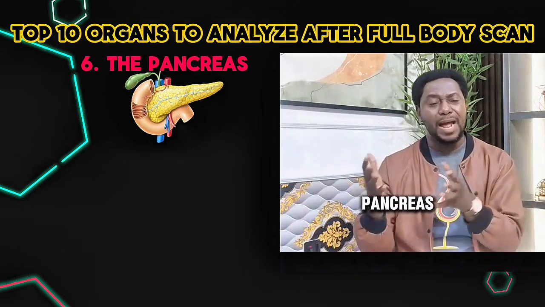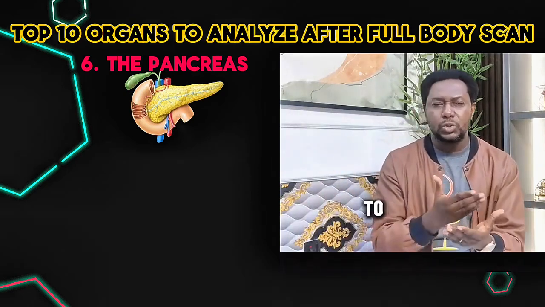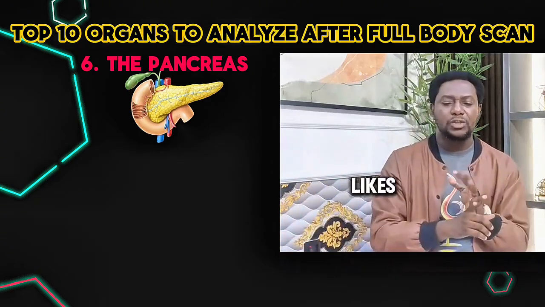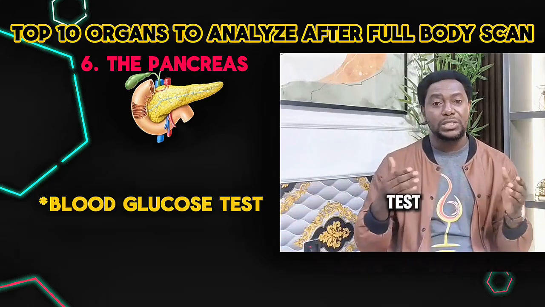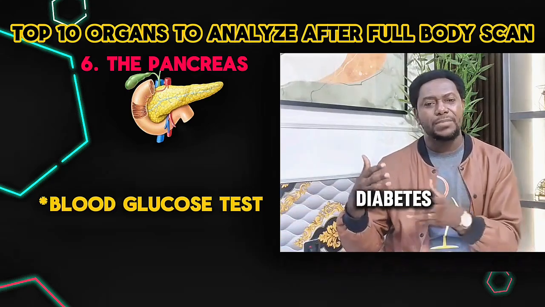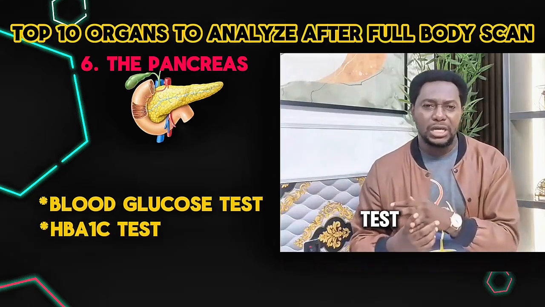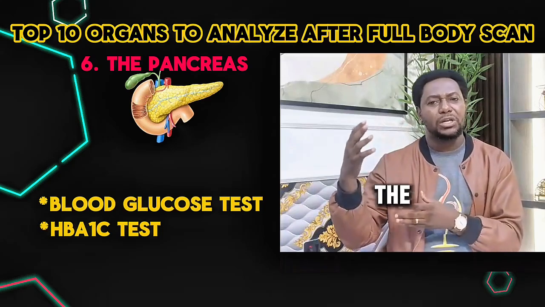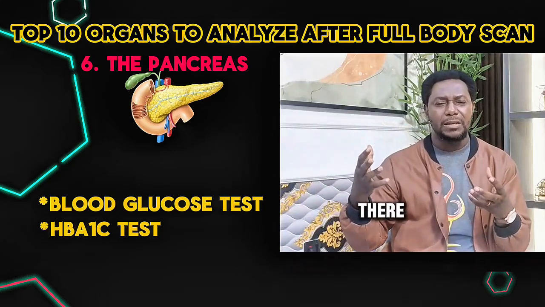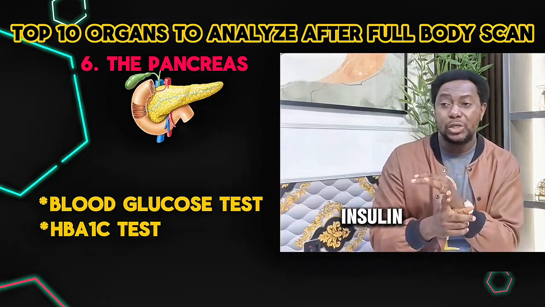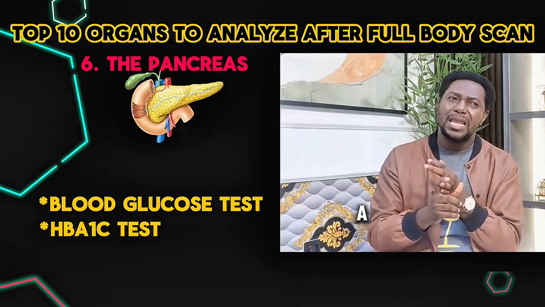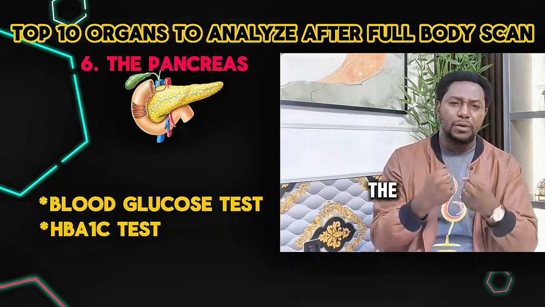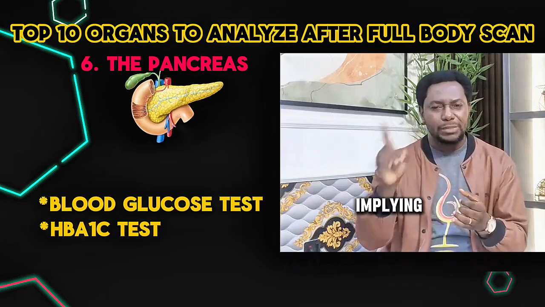So if the pancreas is not doing its work, you want to check whether there's damage somewhere. What kind of tests can we run? We can run the blood glucose test. You're trying to test for diabetes. You can run the HbA1c test. You're trying to check whether there are high levels of glucose in the blood. If there are high levels of glucose in the blood, it's either an insulin resistant condition or little or no production of insulin that should help to absorb glucose from the blood into our body cells. It's implying that there's a problem.